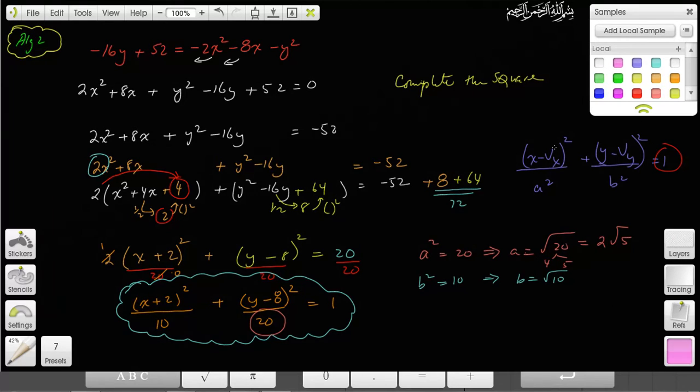And if you wanted to find c, you would say c squared is a squared minus b squared. A squared is 20, b squared is 10, so this is 10. Therefore, c is going to be square root of 10. And there we have it. Now you can go for it, and if you wanted to, you can easily graph this vertical ellipse.